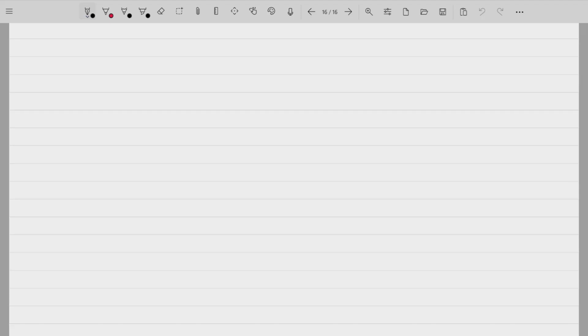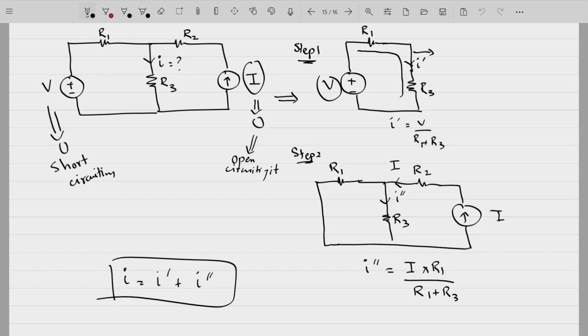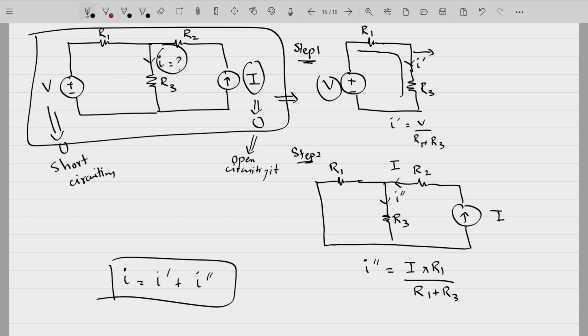Sir, in the previous question were we finding the total current in R3? Yes. Okay. You have this circuit, and you are finding out this current I. You can find it using nodal analysis or mesh analysis. You can also apply simply the superposition theorem. With the superposition theorem, it becomes fairly simpler.